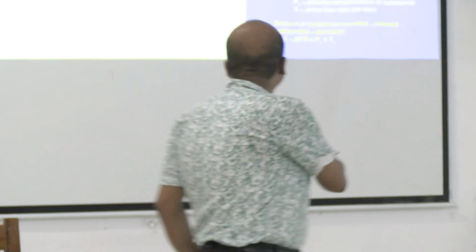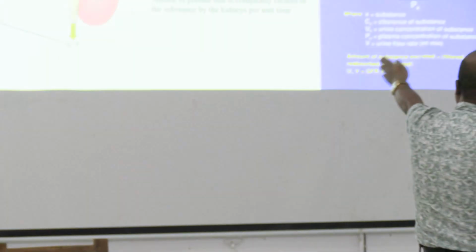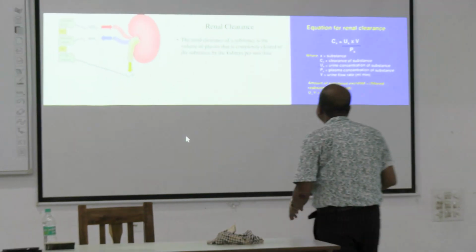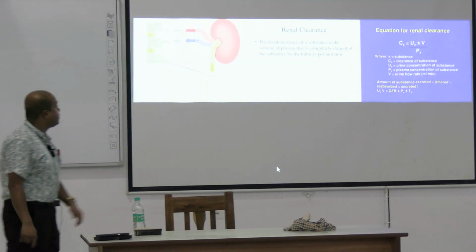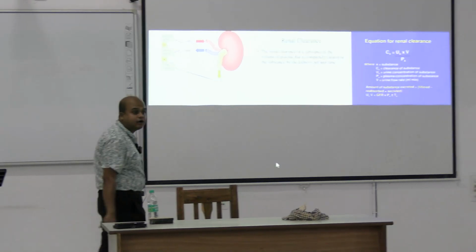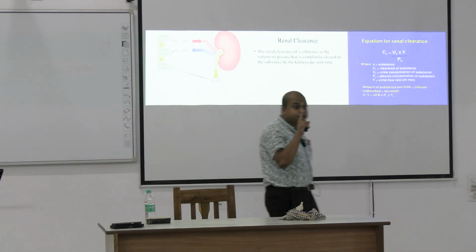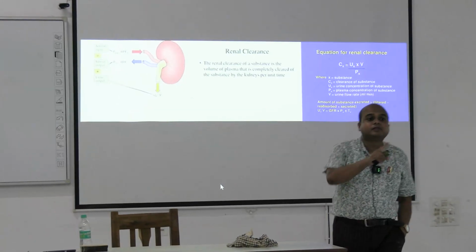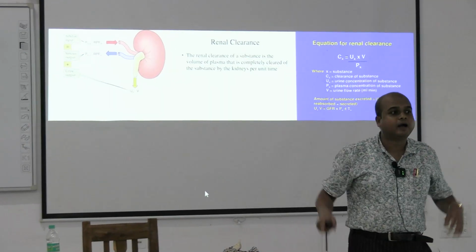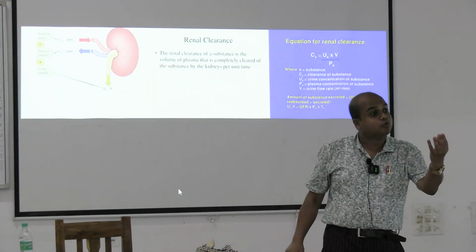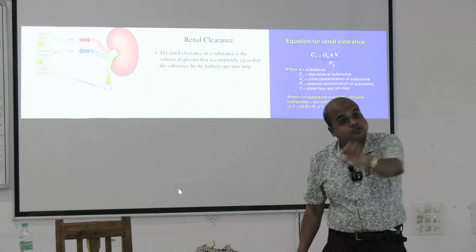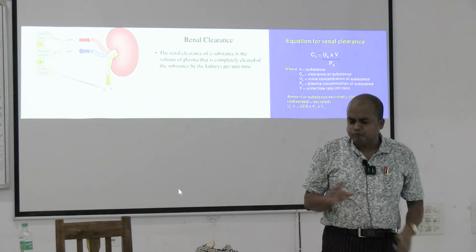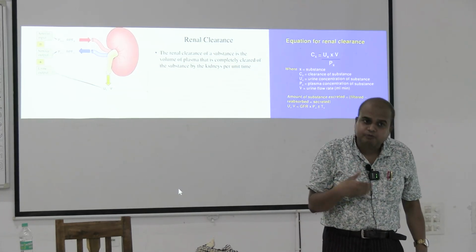What we say is the renal clearance of the substance is the volume of plasma that is completely cleared of the substance. If 50 milligram of the substance is being cleared, we have to express the volume of the fluid which contains the 50 milligram. We express it like this.